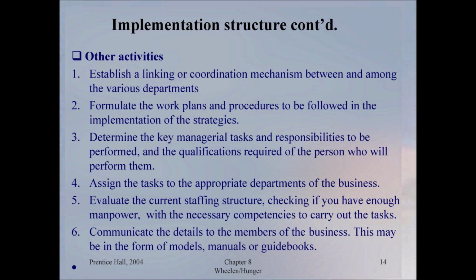The work plan. So if we want to grow, what are the stages we have to grow in 5 years? We are growing by 5%. So we decide that every year we grow by 1%. How are we going to do that? That's the work plan. And then what procedures do we need to follow? All these things should be spelled out. And then determine the key managerial tasks and responsibilities to be performed and the qualifications needed. Okay? So we need to do this. Who needs to do this? The job analysis and then the job specification comes in here.